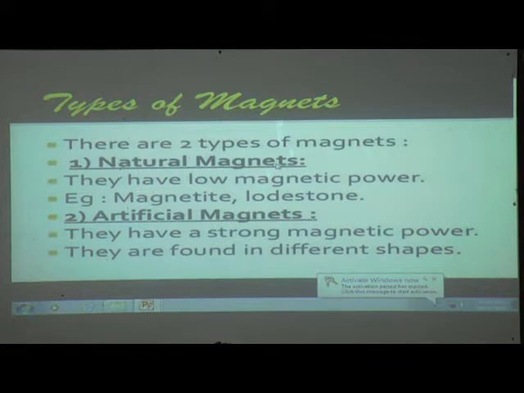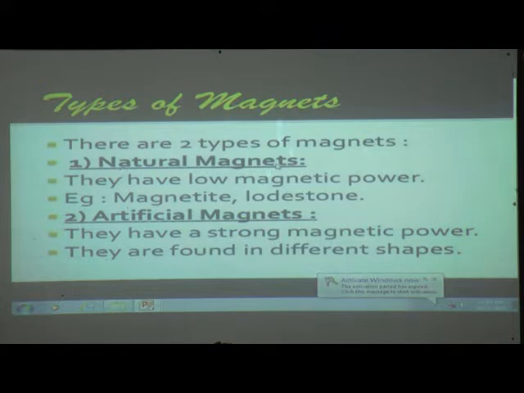So as I showed you, that magnet which is in a rectangular shape, this is an artificial magnet, and this magnet is having a strong magnetic power, and we can find it in different shapes.